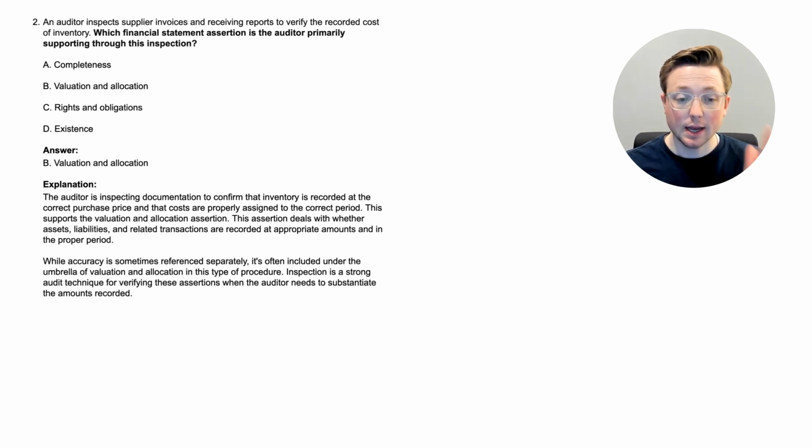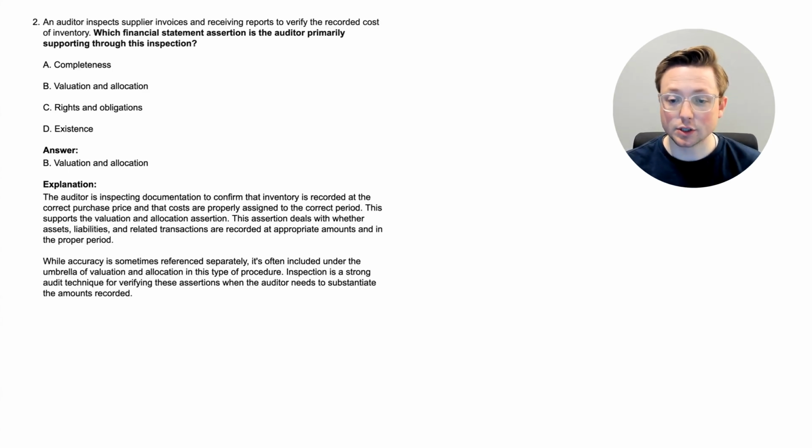So let's walk through this. The auditor is inspecting documentation to confirm that inventory is recorded at the correct purchase price and that costs are properly assigned to the correct period. This supports the valuation and allocation assertion. So that's kind of the idea behind valuation and allocation, is you making sure that things are recorded at the correct price or the correct amount and that they're properly assigned to the correct area or the correct period. This supports the valuation and allocation assertion.